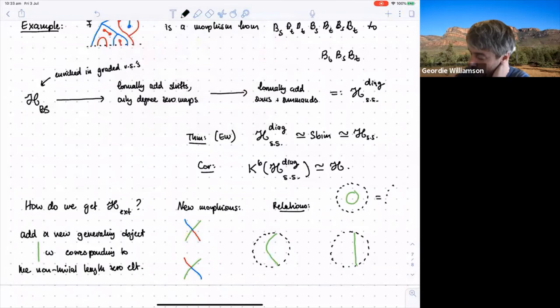So this object here is omega squared. This is a map from the identity to omega squared and back to the identity, and this is saying that this map is an isomorphism. So omega squared is isomorphic to the identity. And then we have another relation.